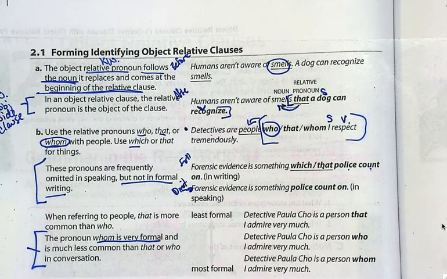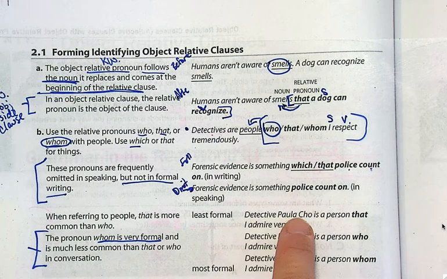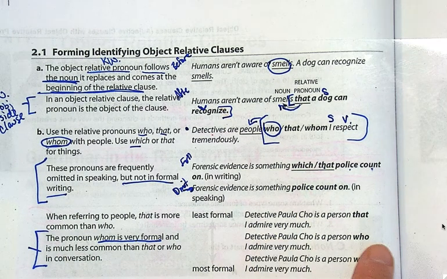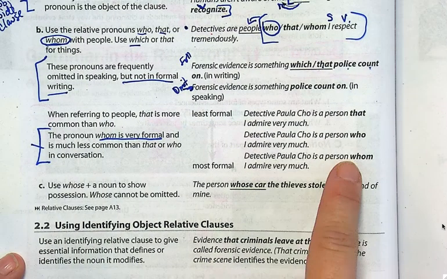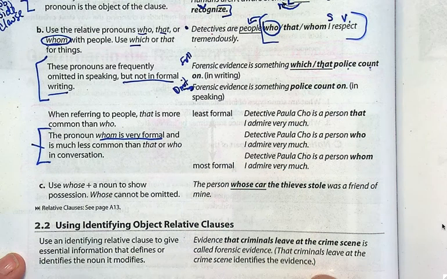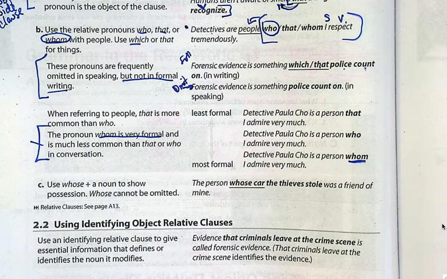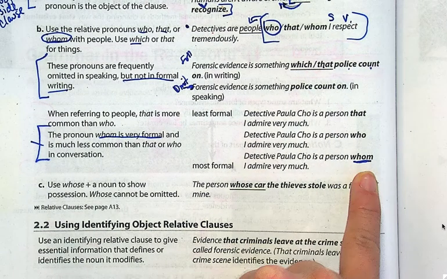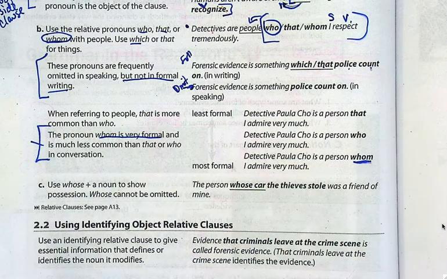When referring to people, that is more common than who when it's an object. Detective Paula Cho is a person that I admire very much. Detective Paula Cho is a person who I admire very much. Both of these are acceptable. Detective Paula Cho is a person whom I admire very much. Again, I don't usually focus on this. It's an object word. It works like the word him or them. So if you remember the M at the end, I admire him, I admire them. And so you can see that this is working as the object.